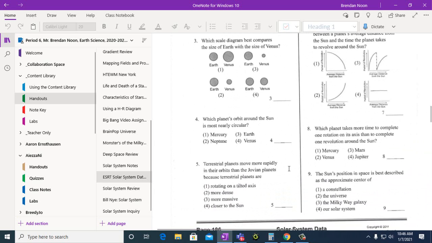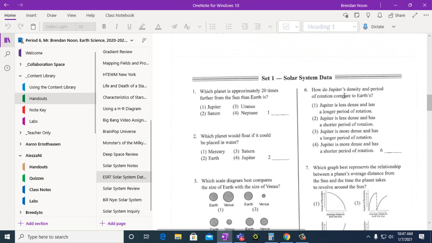Terrestrial planets move more rapidly in their orbits than the Jovian planets because terrestrial planets are closer to the sun. All right, so our answer is closer to the sun. The closer you are to the sun, the faster you revolve around the sun.